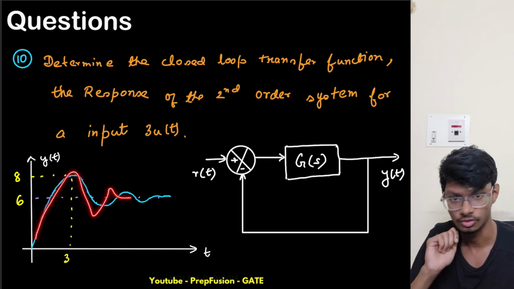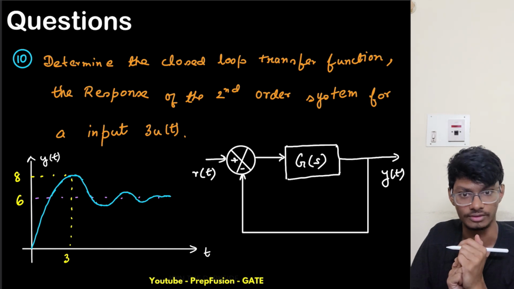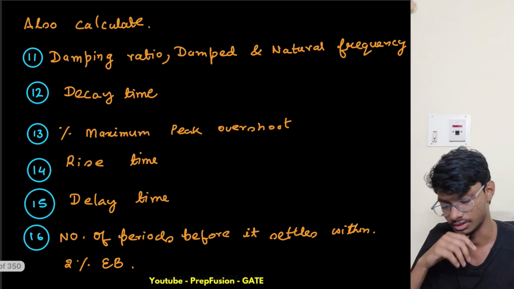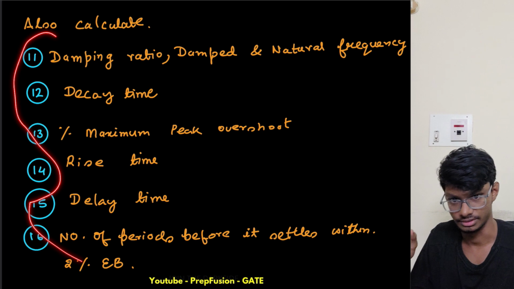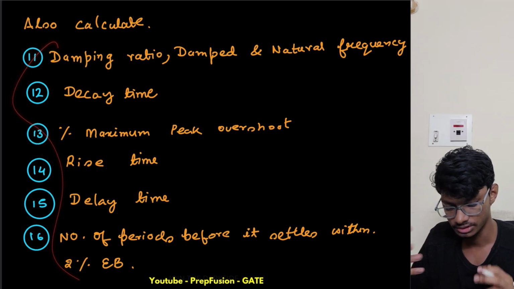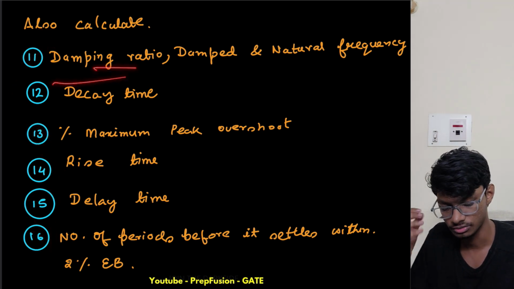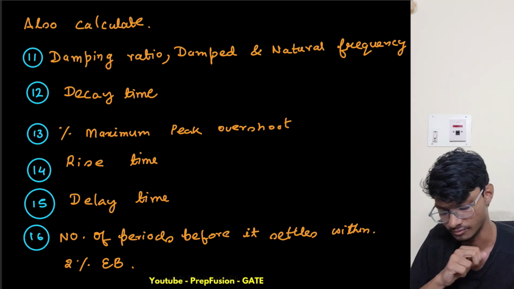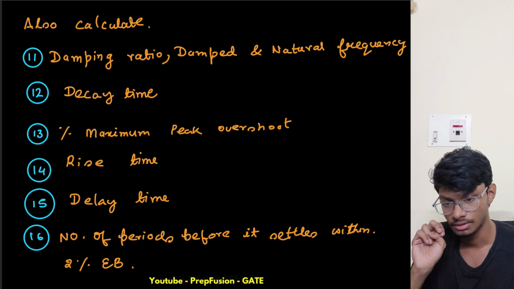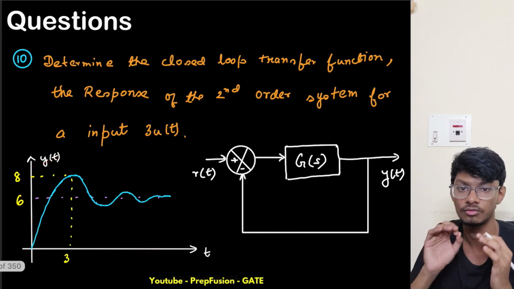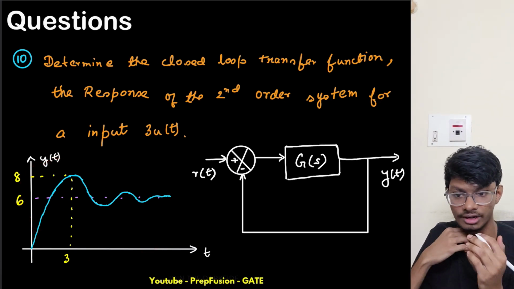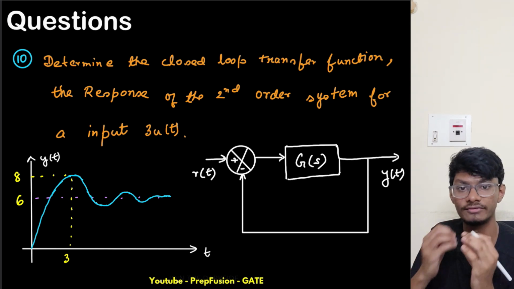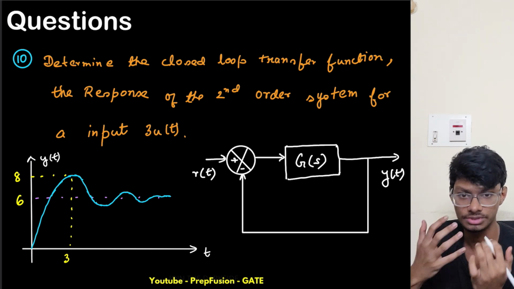Why? Because it is oscillating around the steady state value. So from there you can understand. Also we have to calculate all these parameters. But before going to this, firstly obviously I have to find the damping ratio and natural frequency. This one I have to find for writing the closed loop transfer function. But I have been given only this graph. So whenever you are given a graph, just check what information you can take out from that, and from the question.